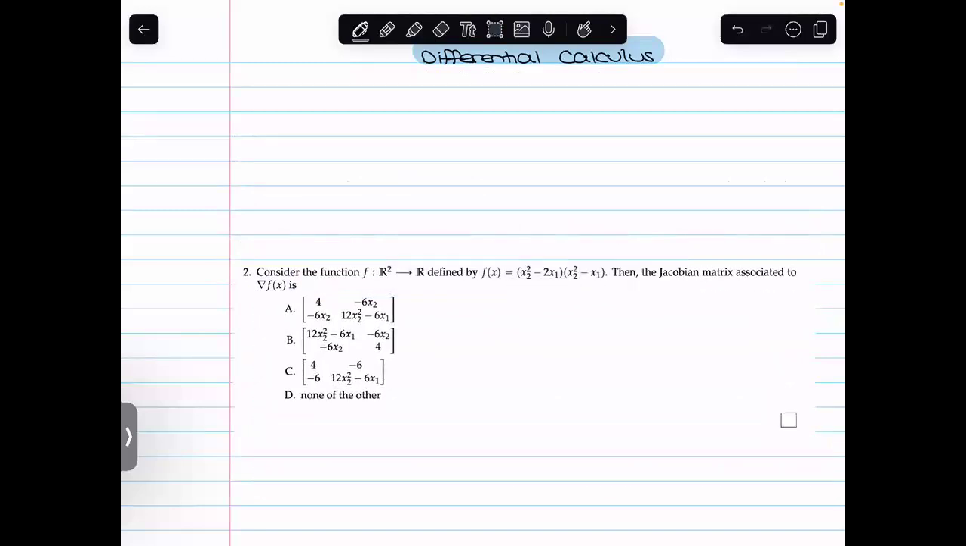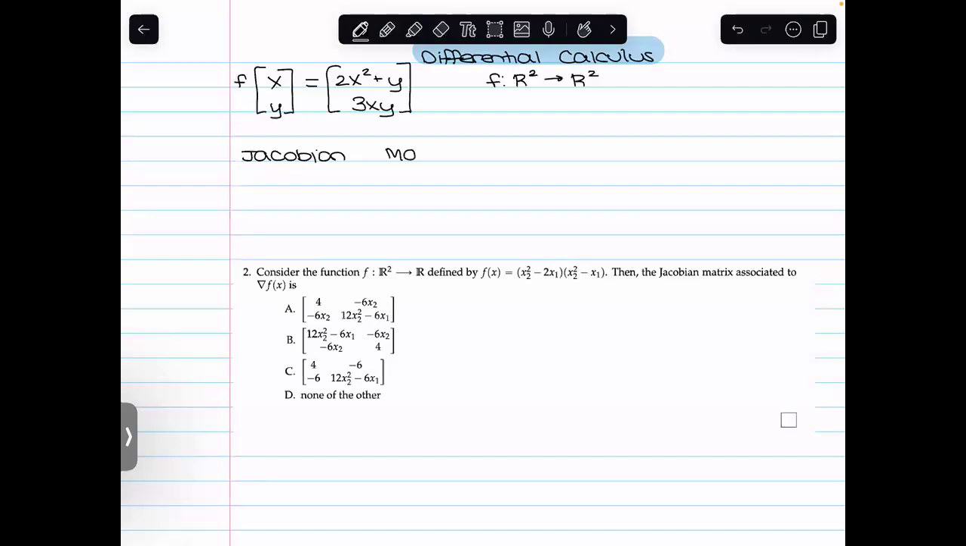They also had another exercise in the past exams where they had something like f of x, y equals, let's say, 2x squared + y, and then 3xy. So in this case, it's a function that maps R2 to R2. And it just asks you to find the Jacobian matrix, which is really nothing special. You find the partial derivatives, essentially the gradient for each of these functions. So it's a function that is defined through two functions, and you simply take the partial derivatives with respect to both x and y for the first one, and then also for the second one.